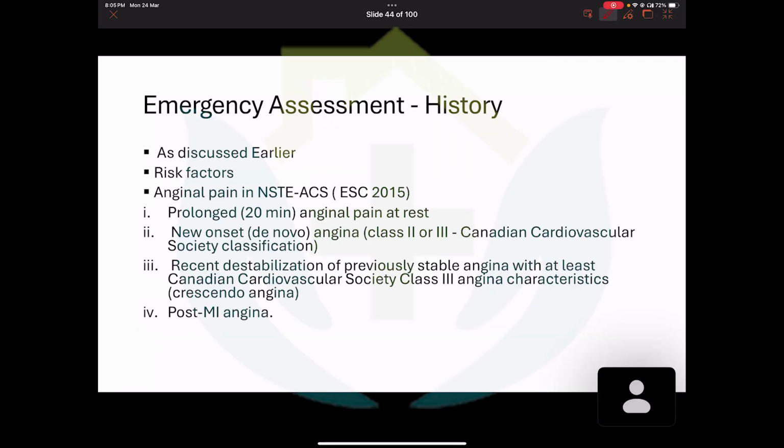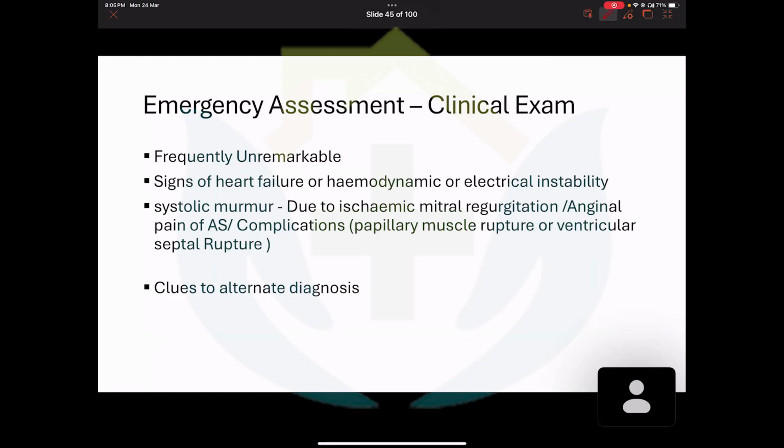So now I would come into the management. Nearly half of today's class will be about the management. Firstly, we have taken the history and those things that we shall not discuss. Clinical examination is often unremarkable. If there is hemodynamic instability, that can be there, but many times the patient is only complaining of chest pain and is hemodynamically stable. Unless there is a rupture, there will not be any murmurs.